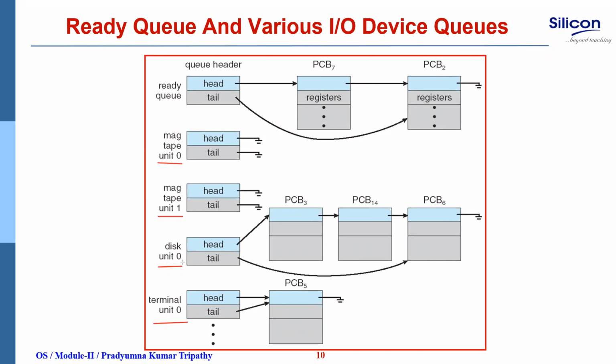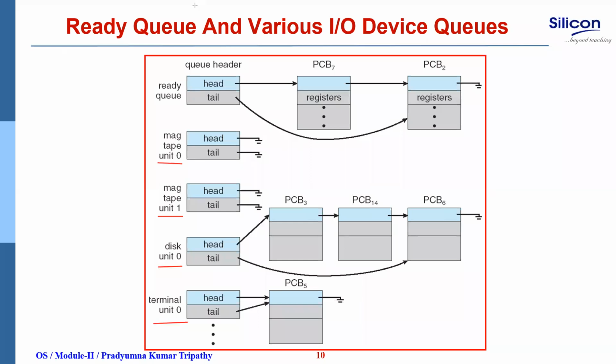Clear? So I have 4 device queues. From this device queue I can see none of the processes is requesting magnetic tape, because both head and tail are pointing to null. So magnetic tape 0 is presently not requested by any process. Magnetic tape 1 is also not being requested by any process.